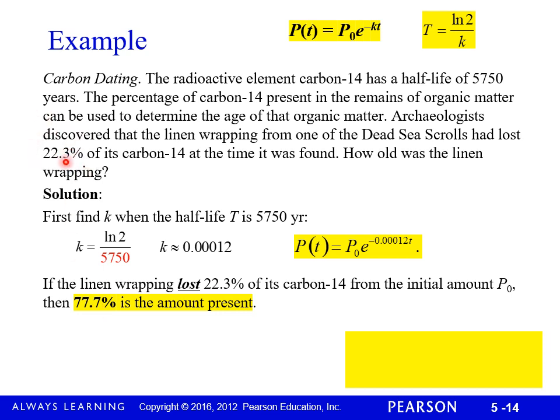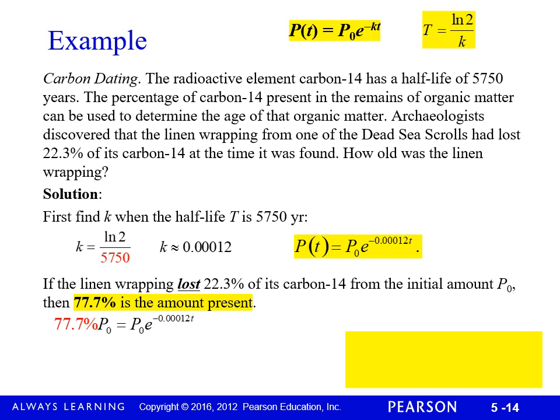So this is kind of a little bit tricky. A lot of students might have put in the 22.3 as the k. That's not true. They might have tried to use it someplace else. They might have put it over here. But notice what we need to do is to say that on the right side of the equation, we don't know what the initial population was, but what we have left is 77.7% of that. So we can rewrite the equation as 77.7% times P sub 0 equals P sub 0 e to the negative 0.00012 t.